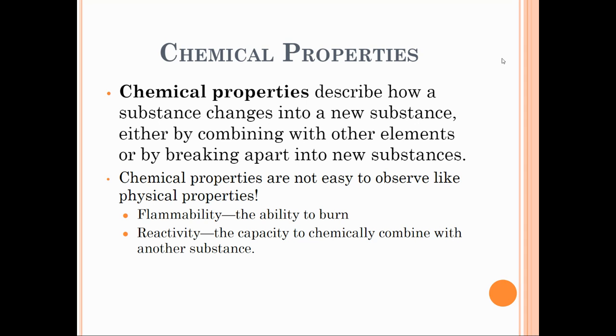Chemical properties. Chemical properties describe how a substance changes into new substances, either by combining with other elements or by breaking apart into new substances. Chemical properties are not easy to observe like physical ones. Flammability is an example of a chemical property, and this is the object's ability to burn.